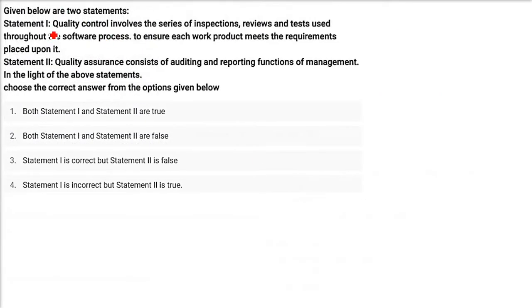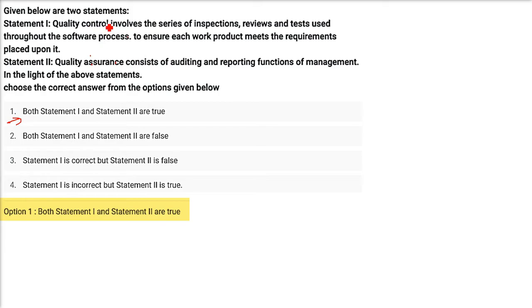Given below are two statements. Statement 2 is about quality assurance, and the first is quality control. Quality control involves the series of inspections, reviews and tests used throughout the software process to ensure each work product meets the requirements placed upon it. So the answer is both 1 and 2. As I just said, quality control we have just seen, and quality assurance.